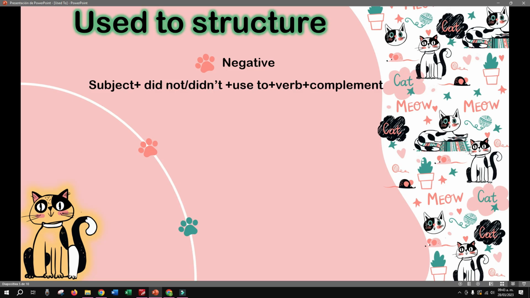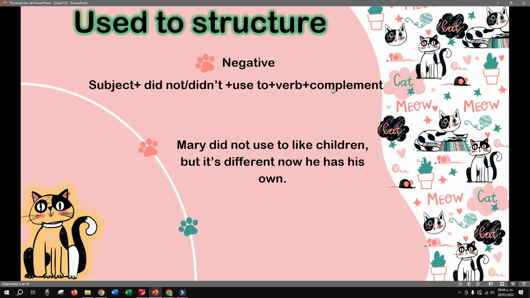Why not? Because we're using the auxiliary here. So in this case, we're going to use "used to" without the D, because we're using the auxiliary in past, "did," right? So here, "used to" plus the verb, always in base form. This would be the main verb and the complement.